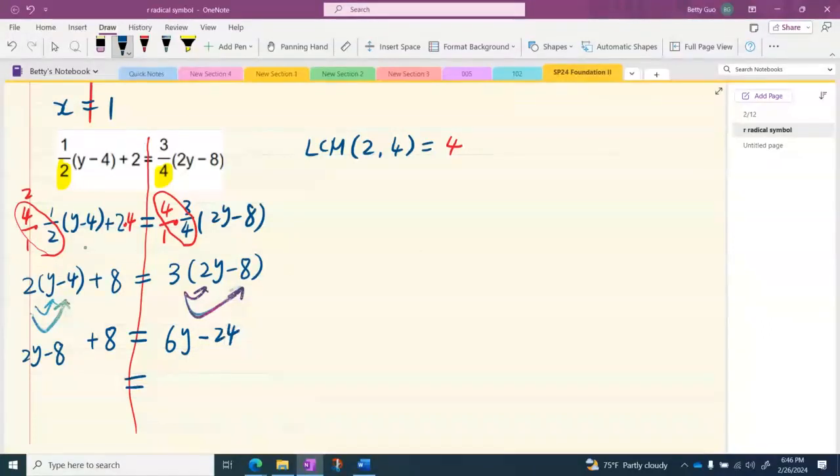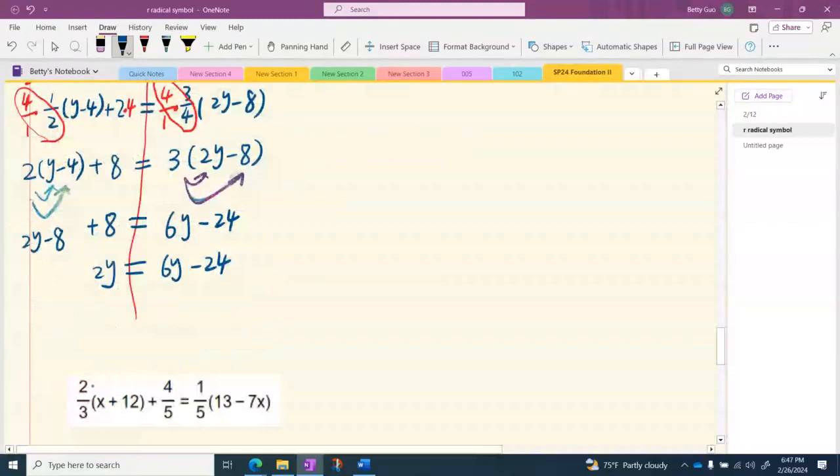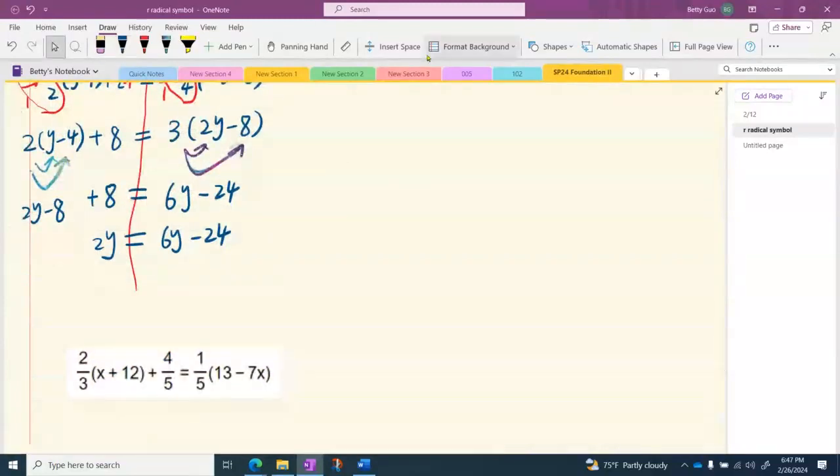And let's see if we can simplify the left side a little bit. -8, +8, they add up to 0, right? Now they disappear together. And on the left side, we have 2y. In this case, the variable is y. Sometimes it's t or any other letter. On the right side, we have 6y minus 24. Continue to collect like terms. And in this case, my goal is going to be to isolate the variable y on the right side. Isolate variable y on the right side.